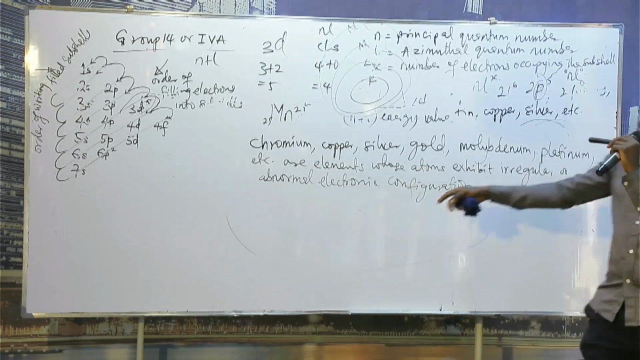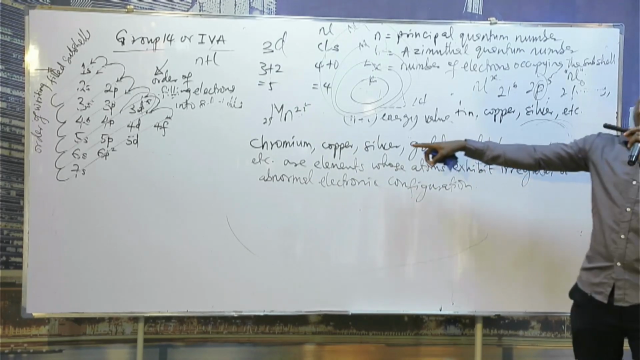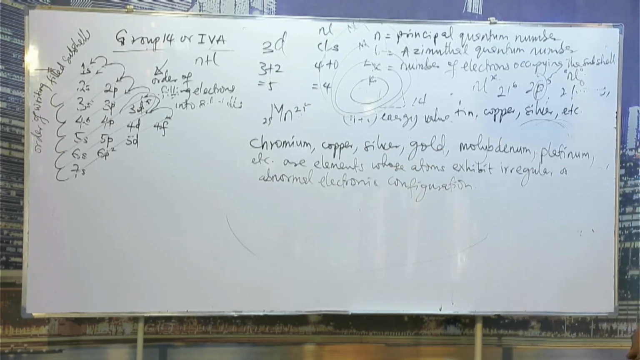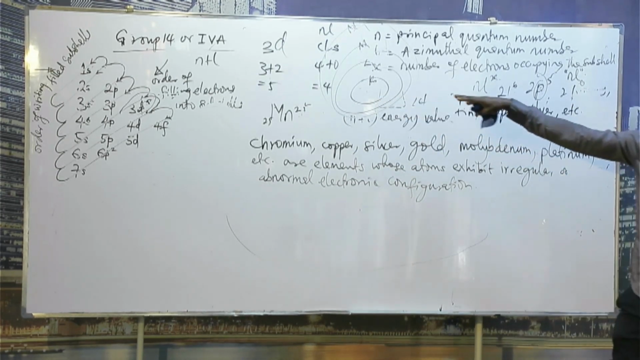Do you see what is on the board? This element on the board, the electronic configurations are what? Abnormal. They don't behave like others. Their own are abnormal. They don't follow what we have taught now.